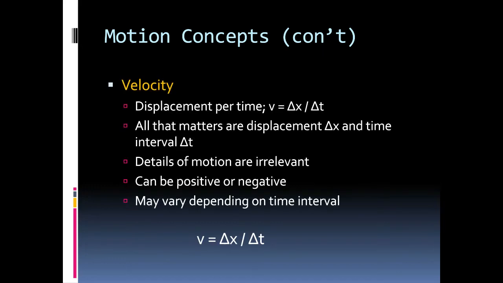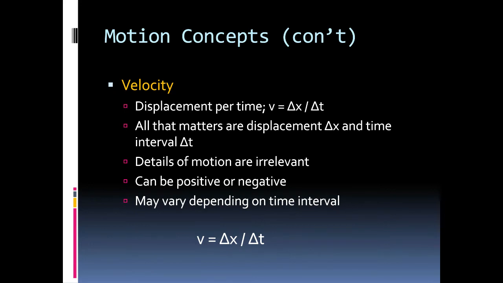Velocity, which is related to speed, but it's not distance over time, it's displacement per unit time. So you'll see this change in x. Remember, change in x is displacement, and change in t is your time interval. Change in x over change in t. This slash mark is division, so displacement divided by time. All that matters when you're talking about velocity, and this would be average velocity, is the displacement and the time interval. The details of the motion are irrelevant.